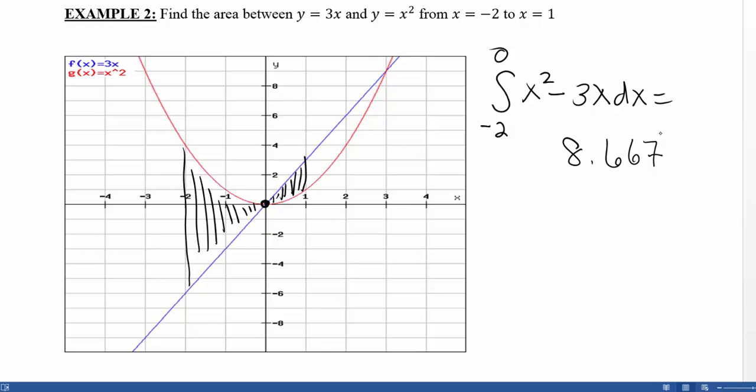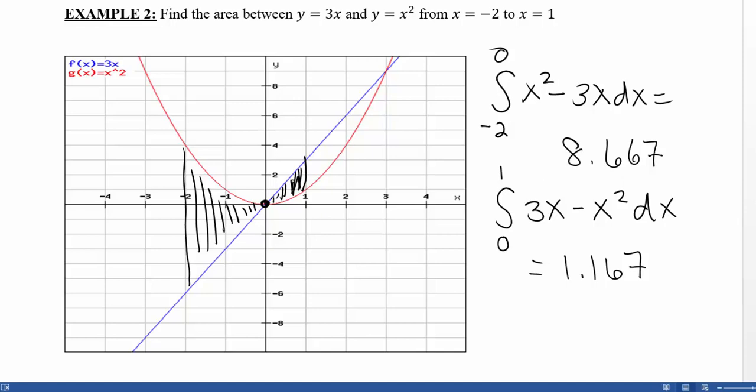Now, at 0, it switches which curve is on top. So I have to set up a separate integral to represent what's happening from 0 to 1. So from 0 to 1, I'm going to have 3x minus x squared dx. So again, because I changed which curve was on top, I had to set up a separate integral to do that. So here, if I plug that into my calculator, I'm going to get 1.167. So I now need to take these two areas and I need to add them together.